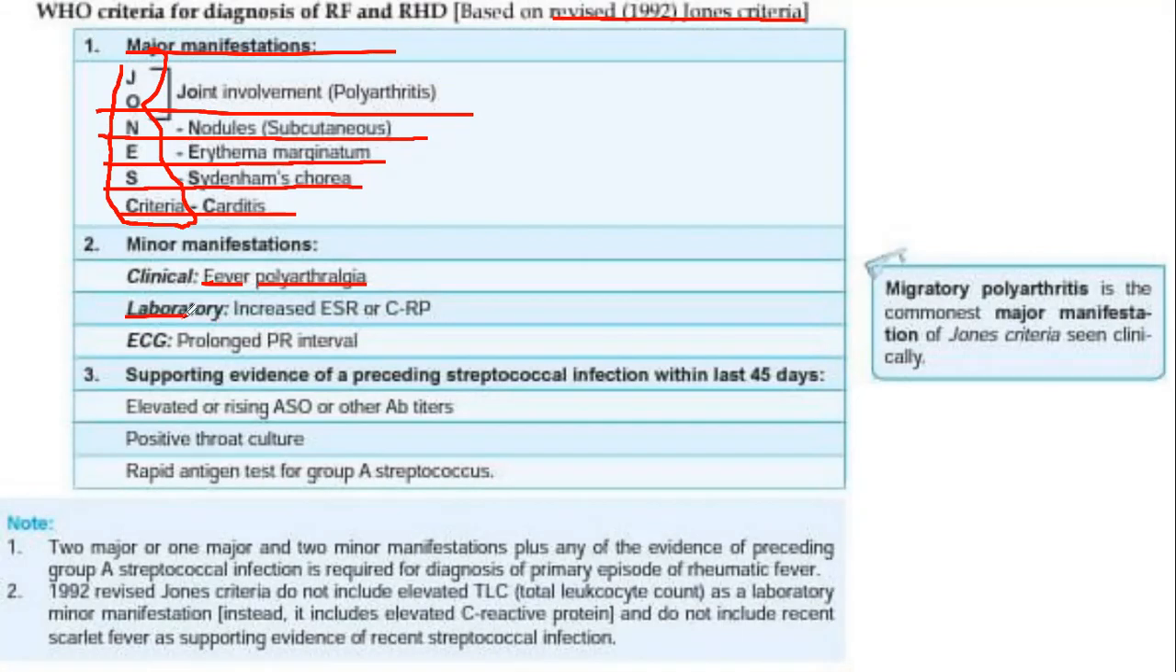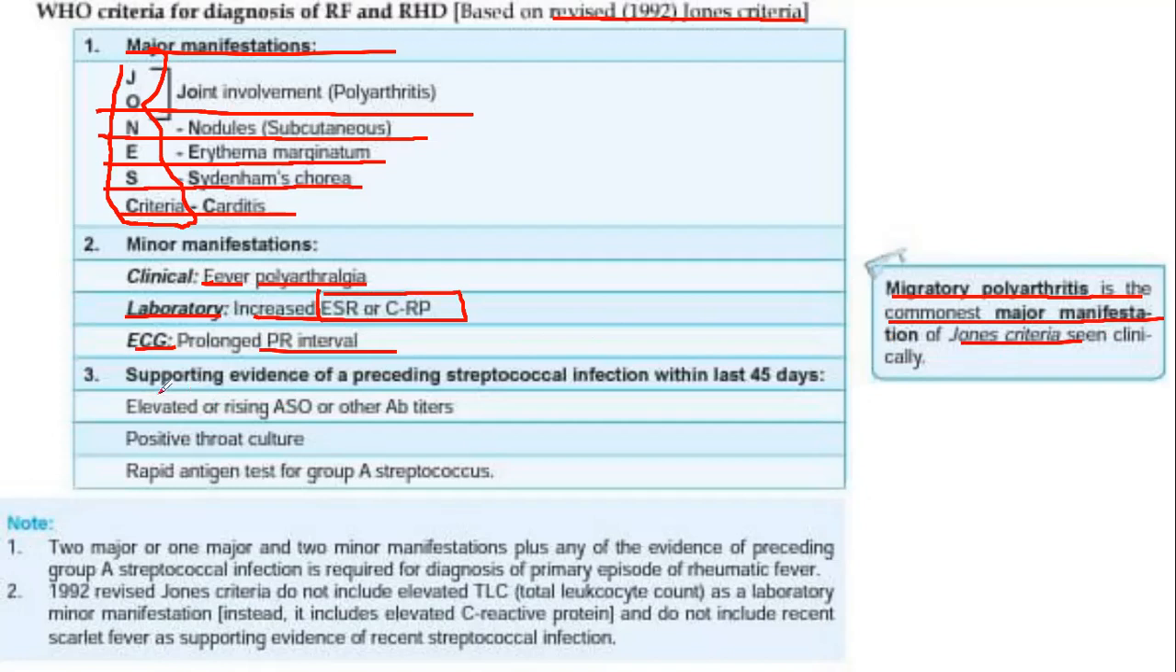Now, for the minor manifestations, it is a fever and polyarthralgia. For the lab, what you see is increased ESR and CRP. These are the acute phase reactants used. Then in the EKG or the ECG, you see a prolonged PR interval. Now, note that migratory polyarthritis is the commonest major manifestation of Jones criteria seen clinically.